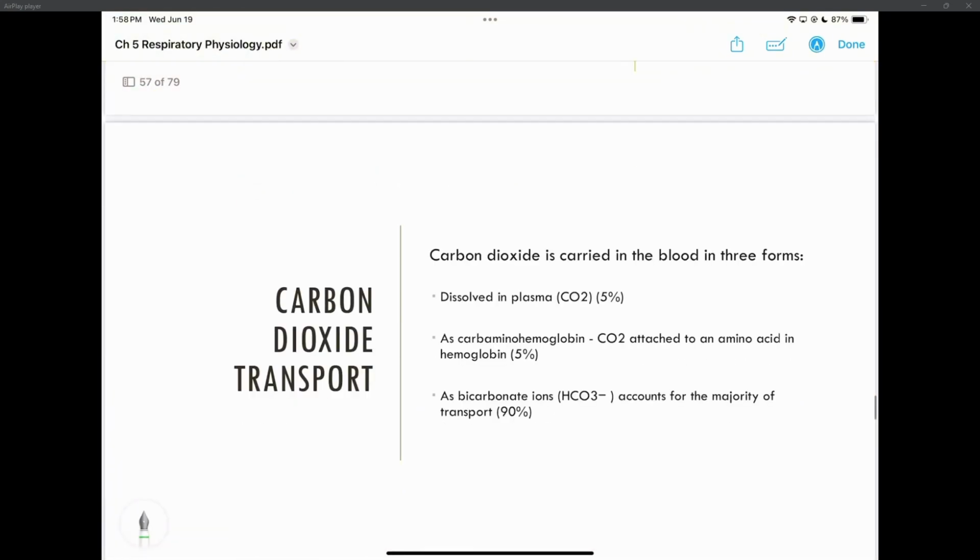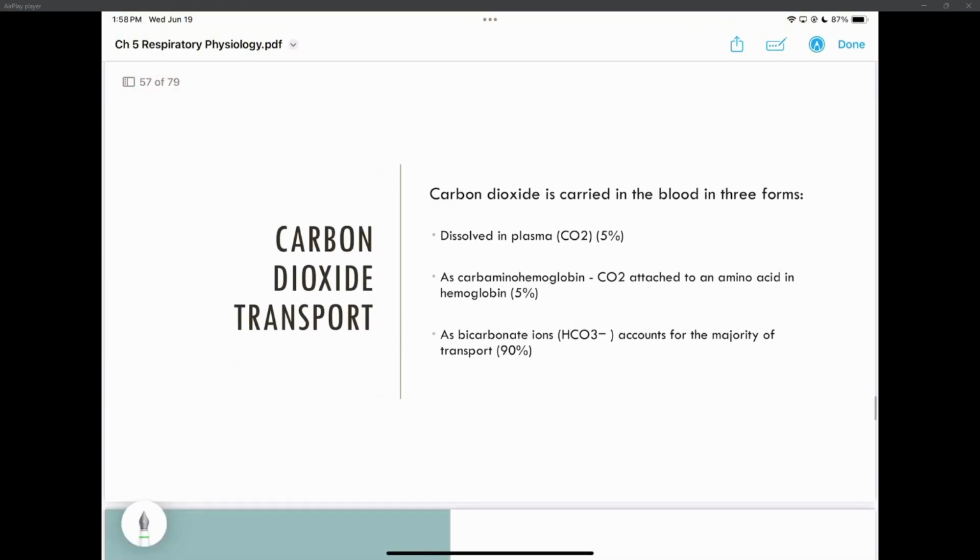Carbon dioxide transport. Carbon dioxide is carried in 3 forms in our bloodstream. 5% will be dissolved in plasma. Remember, it's a gas that can dissolve in the liquid, so it'll go right in. 5% will be bound to hemoglobin. It's called carbaminohemoglobin. The majority of it, 90%, will get converted into bicarb through the use of chloride. And we'll talk about that in a minute.